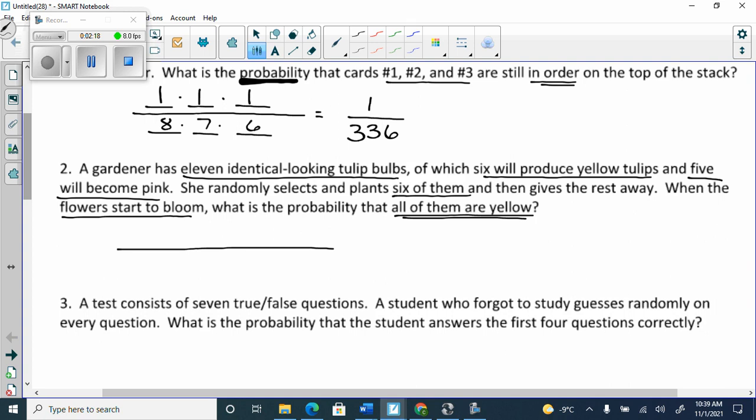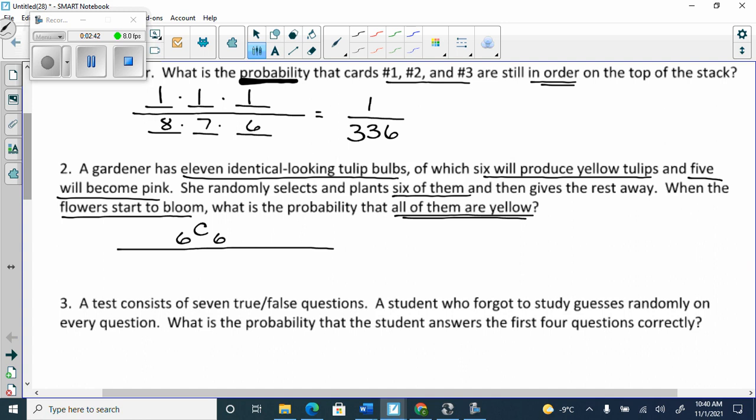Do these yellow have any specific orders or anything to them? No. Are we planting them in a row and the first one has to be yellow, the last one has to be whatever? Is there anything like that? Any order to these yellows? No. So how can we get all yellows? 6 yellows, and we choose all 6 of them. We agree?